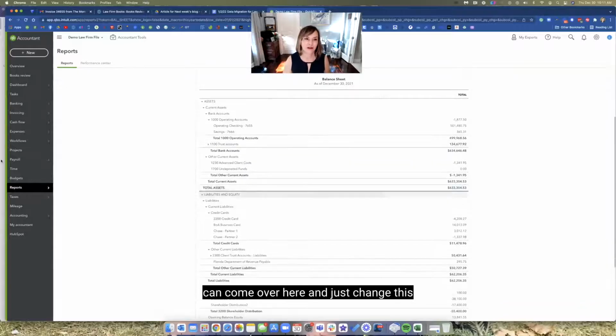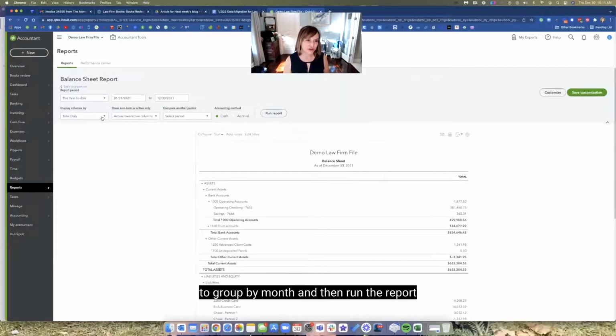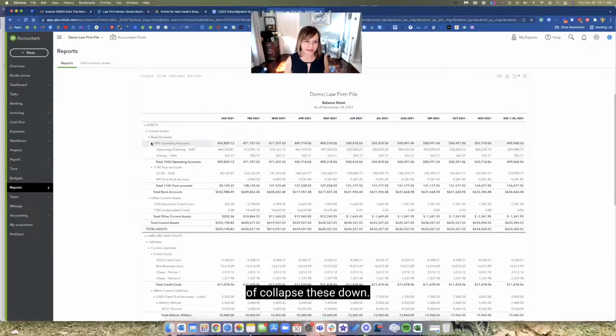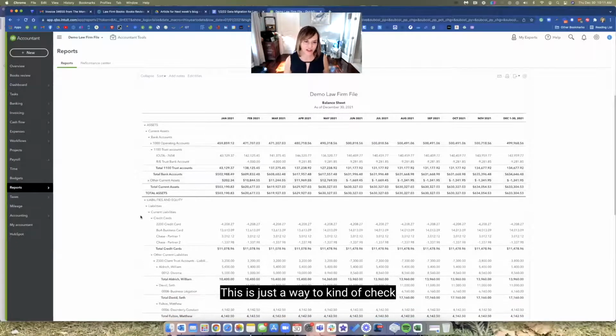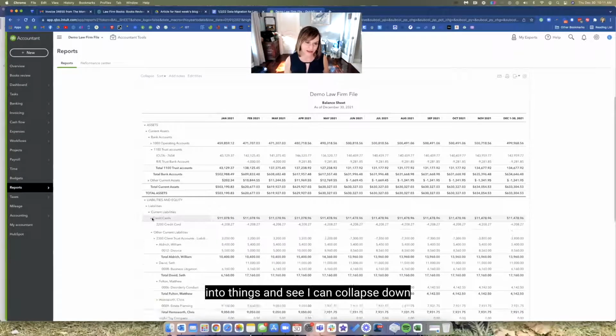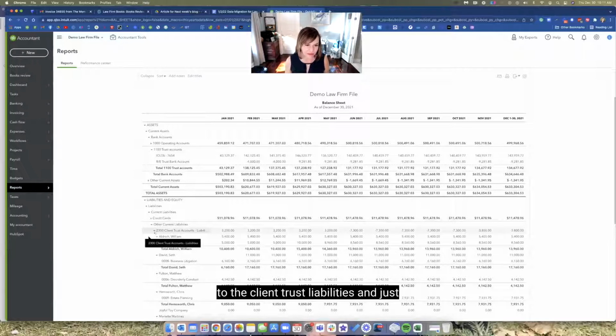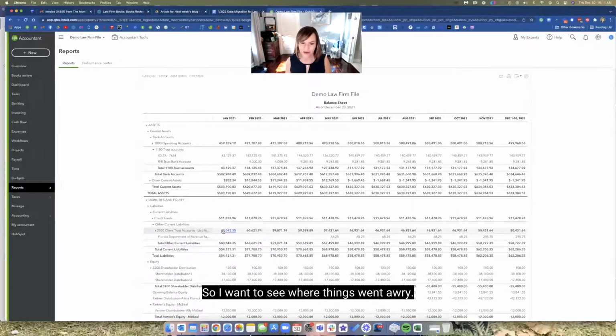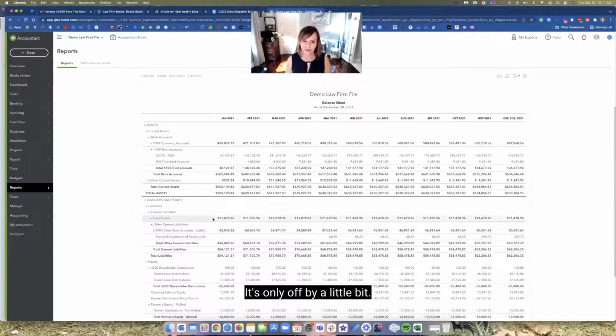Then you can come over here and change this to group by month and run the report, and then track where it went awry. I can collapse these down. This is just a way to check into things. I can collapse down the credit card, and then come over to the client trust liabilities and track it down and see, okay, it was off right away in January. So how much further back do I need to go to fix this? It's off by not that much. I want to see where things went awry. It's only off by a little bit.